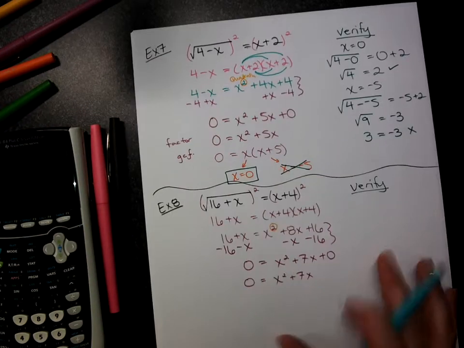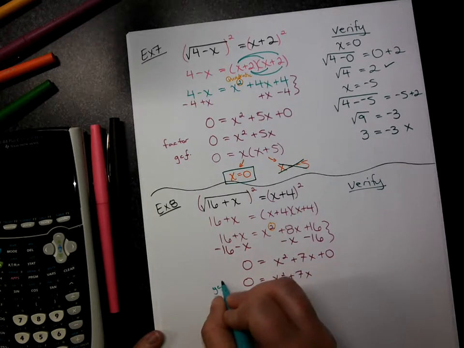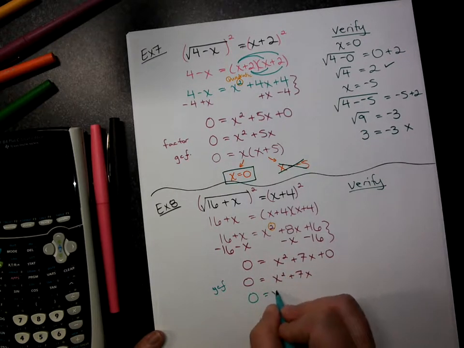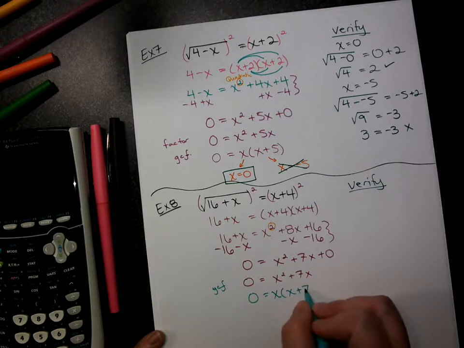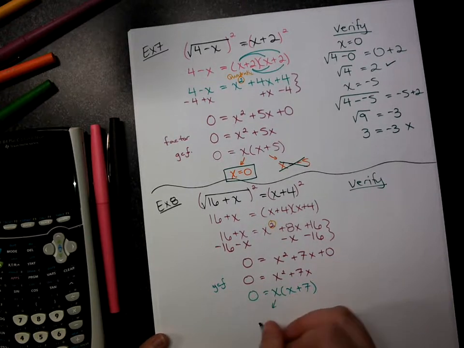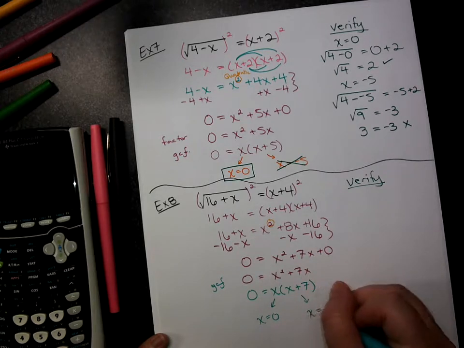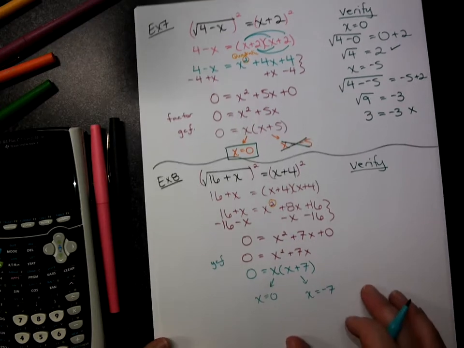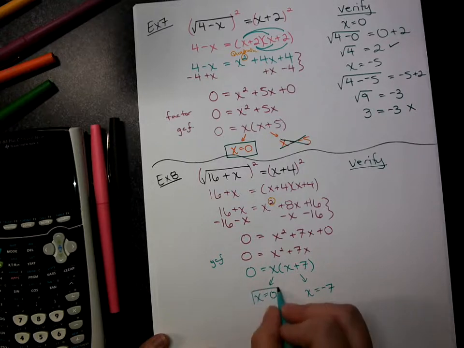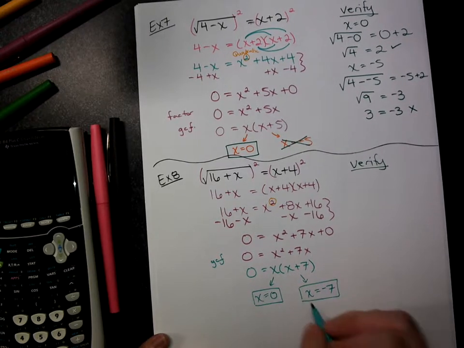So again, when you feel stuck, look for a GCF. That would be x times x plus 7. This gives us x equals 0. This gives us x equals negative 7. So those are our two answers. Now we need to verify them.